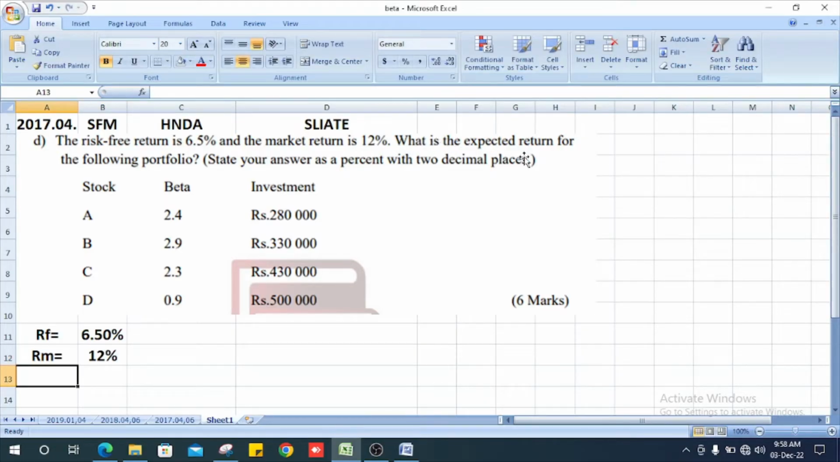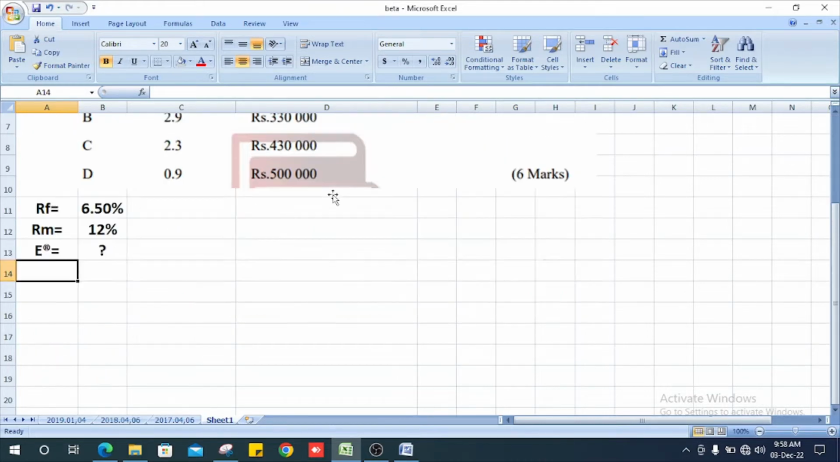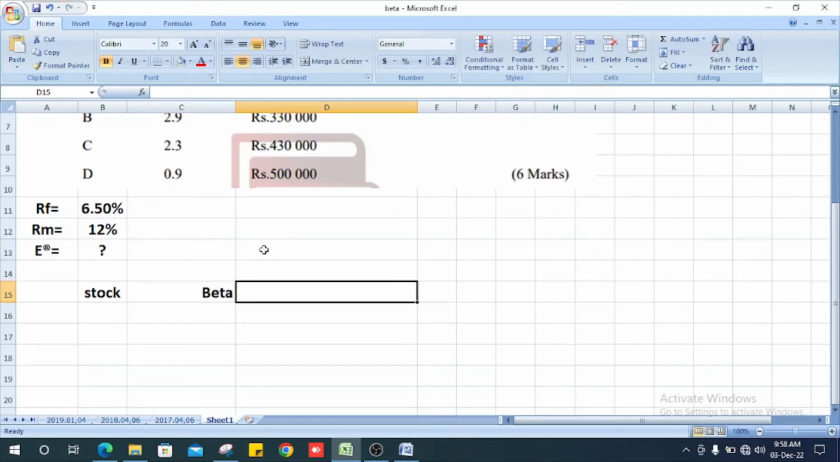They ask, what is the expected return for the following portfolio? We find the expected return. State your answer as a percentage with two decimal places. Okay, now we copy the table. First column, stock; second, beta; third, investment.